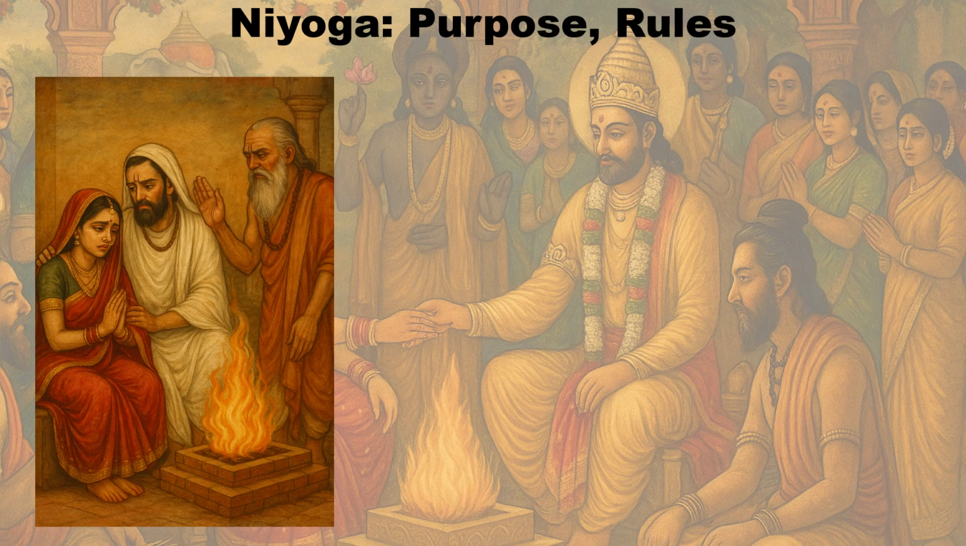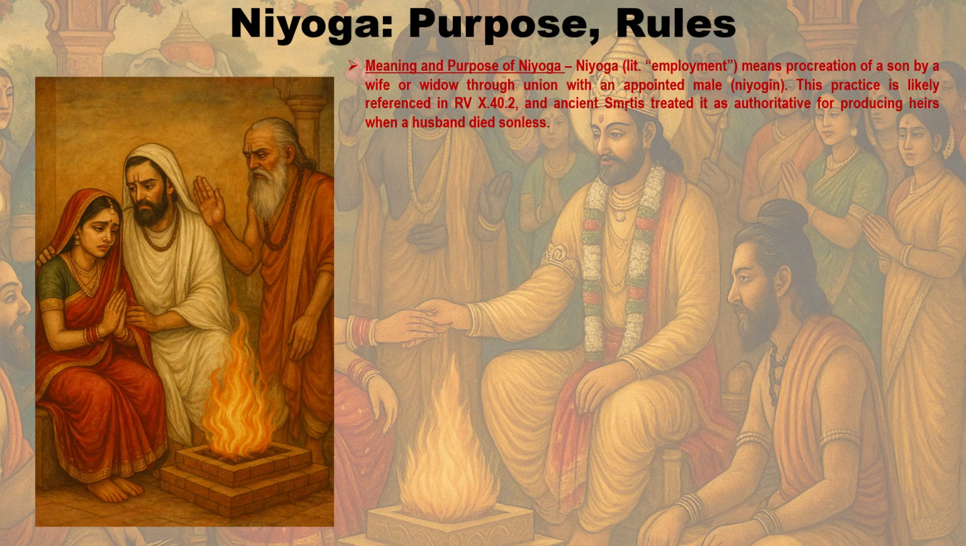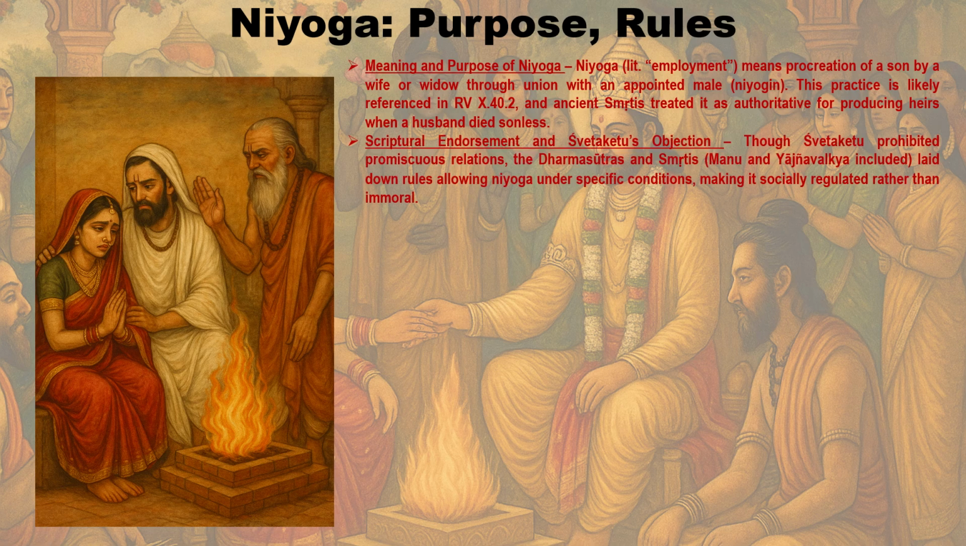Niyoga: purpose and rules. Niyoga means procreation of a son by a wife or widow through union with an appointed male who is the niyogin. This practice is likely referenced in Rig Veda Mandala 10, and ancient Smritis treated it as authoritative for producing heirs when the husband died sonless.